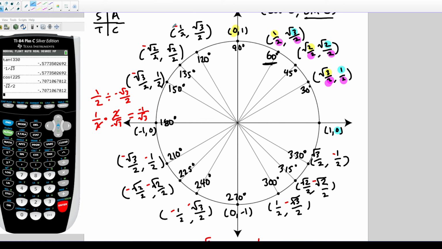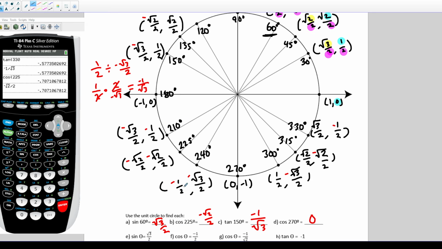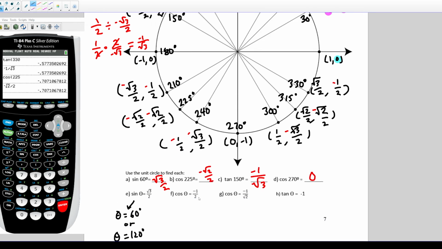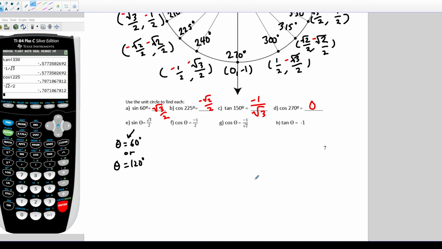Once again, we see it here at 120, and we also see it down here at 240. So cos of theta is equal to negative 1/2 when theta is equal to 120 degrees, or when theta is equal to 240 degrees. You can pause the video here and try out these next two problems on your own.